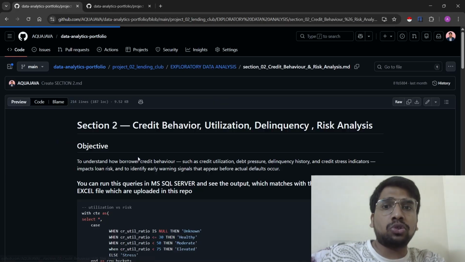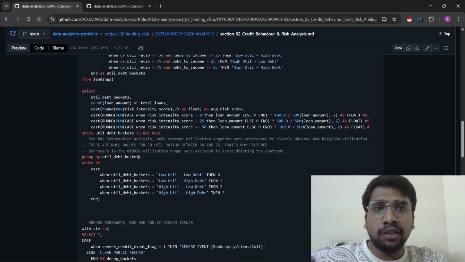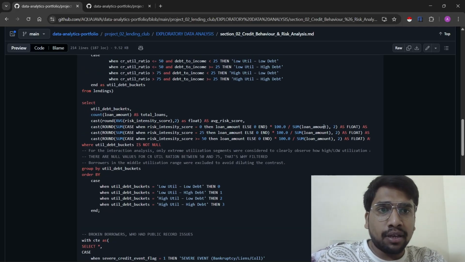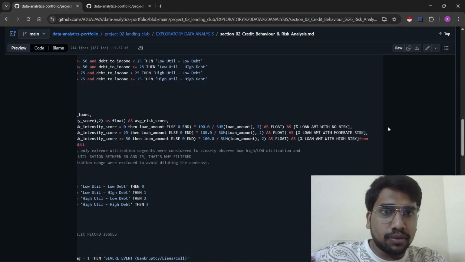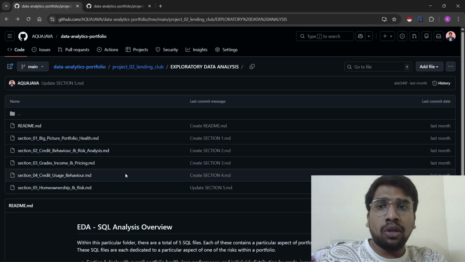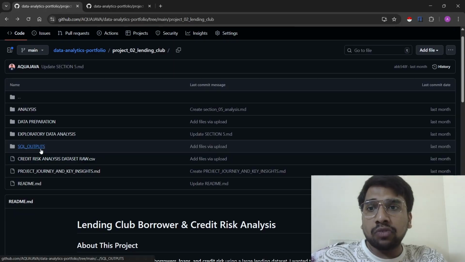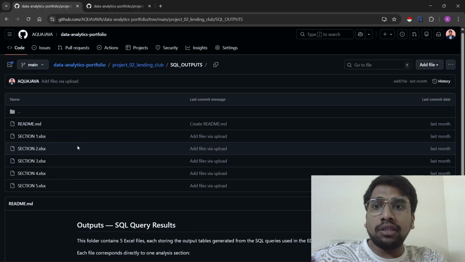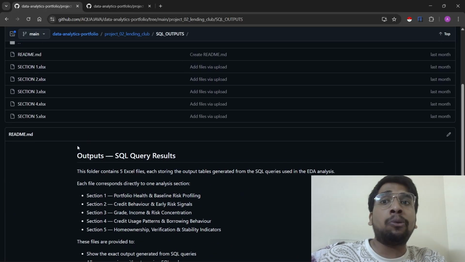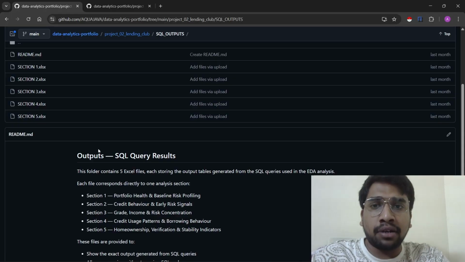For example, if I show you section 2.1, these are many of the different codes that I had written. Here I'm calculating loan amount with no risk, with moderate risk, with high risk, and so on and so forth. This section is basically the codes part, and this is what I'm really excited about, because in this folder I have uploaded all the outputs of individual queries in the form of Excel files, and I will show you these Excel files right now.